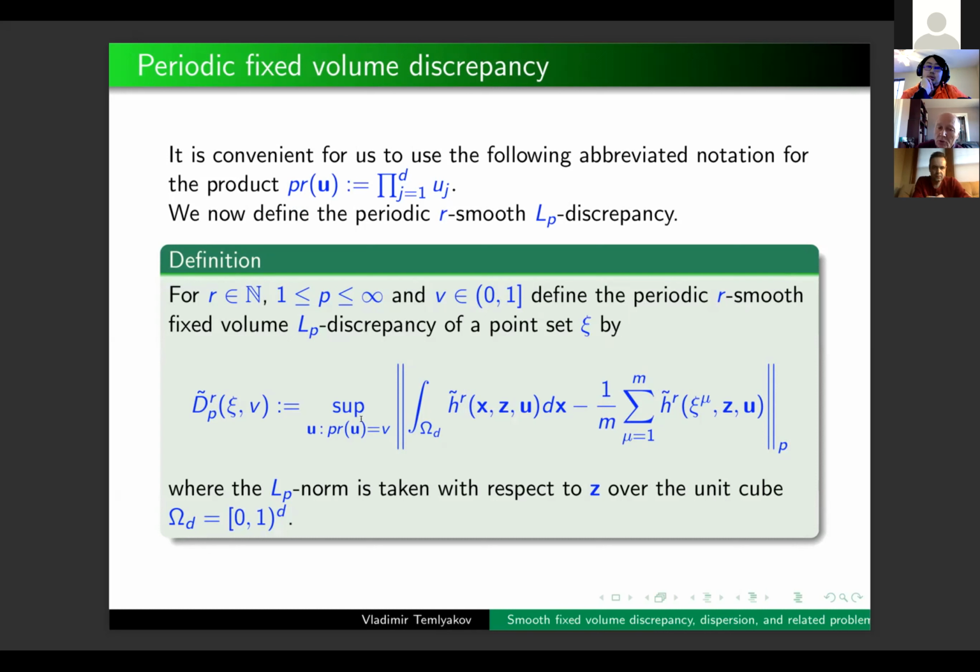So if there is no condition like this, then it would be the discrepancy which we considered before with parameters P and infinity. But now we fix this and we get a new parameter here. So this is the fixed volume discrepancy.